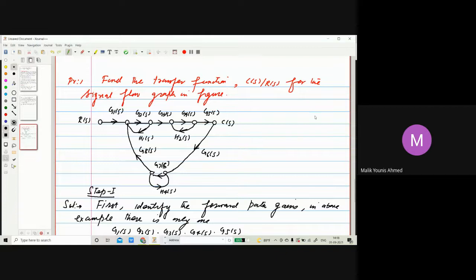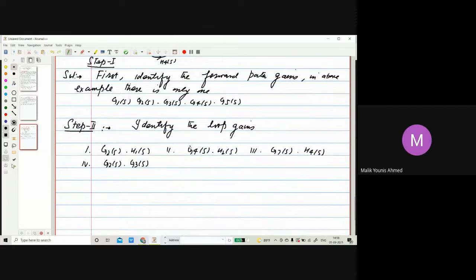That's a transfer function, and then we have a feedback. This is a feedback gain. That's all. It doesn't matter at all. G3 of S, this is a notation of the main transfer function and the feedback gain. G5 of S, G6 of S, G7 of S, and then G8 of S. So 4 loop gains are in this case.